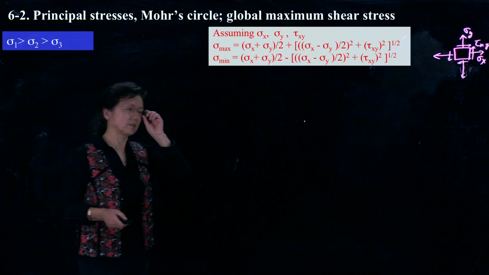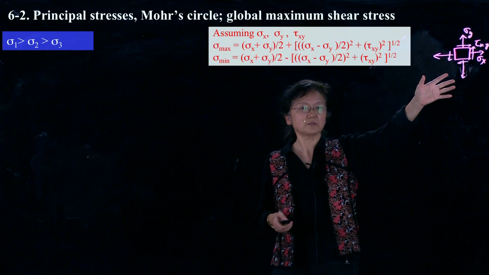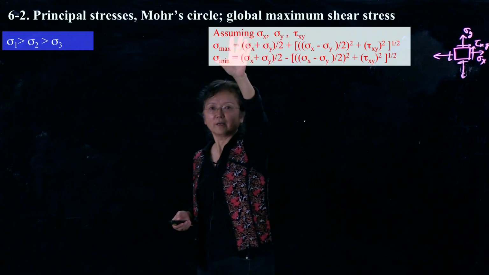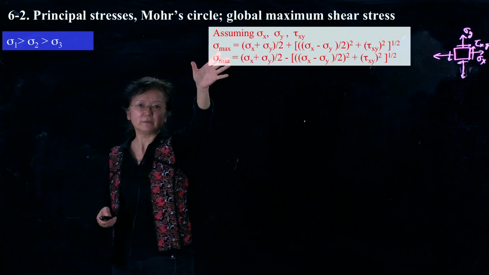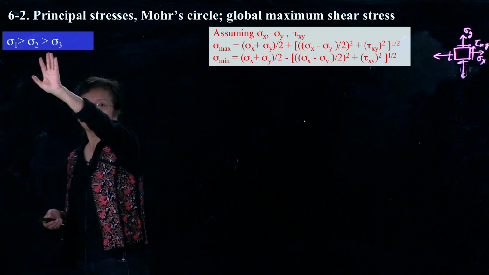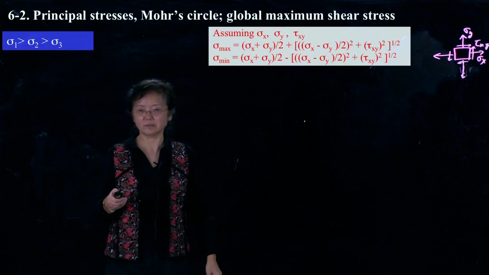Now let's move to the second part of the principal stresses. For a stress situation like this, we have figured out sigma maximum and sigma minimum. We want to arrange the things into sigma 1, 2, and 3.